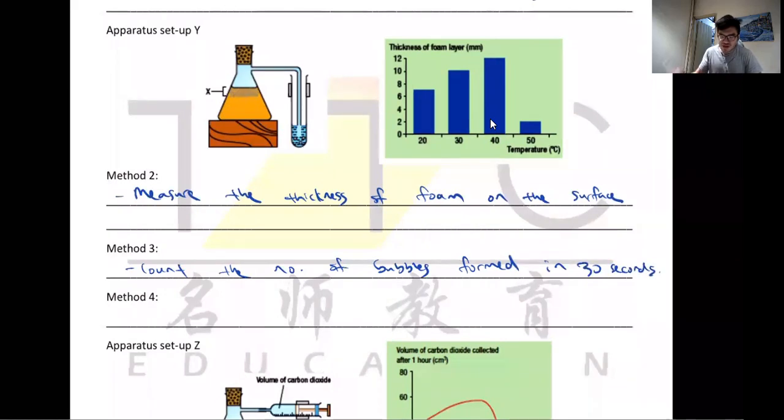Menghitungkan jumlah gelembung terbentuk dalam 30 saat. Bubble is gelembung. All right, so method 4, is there another way?